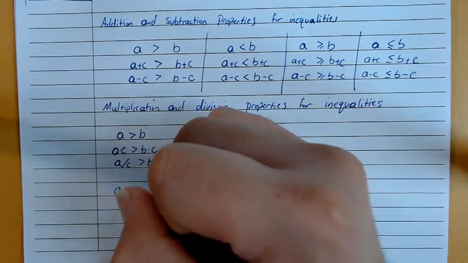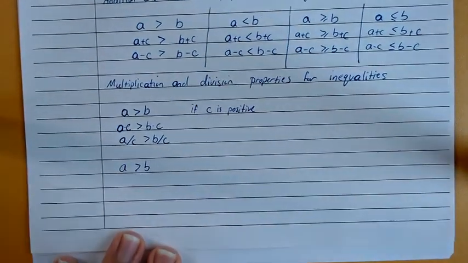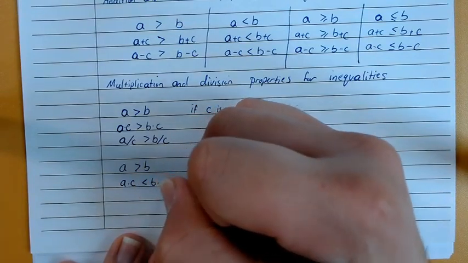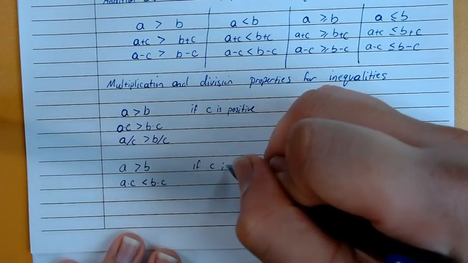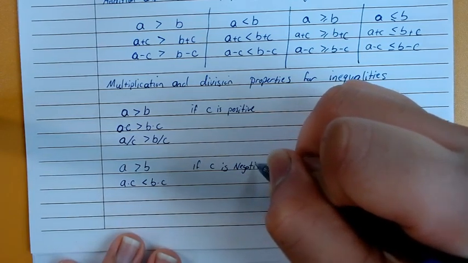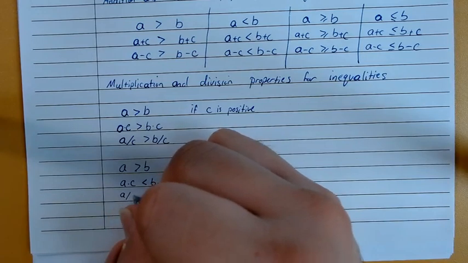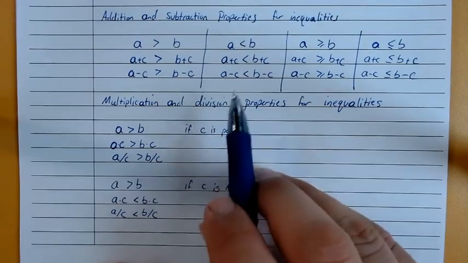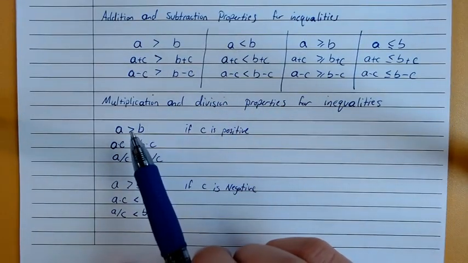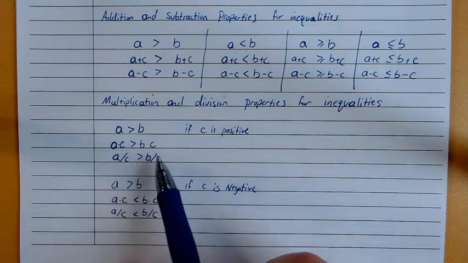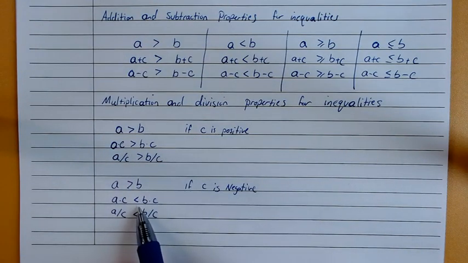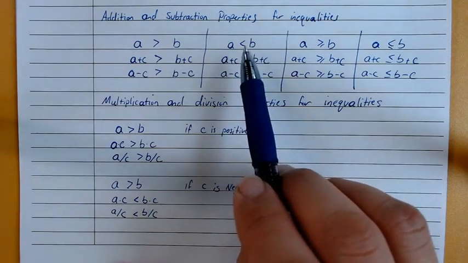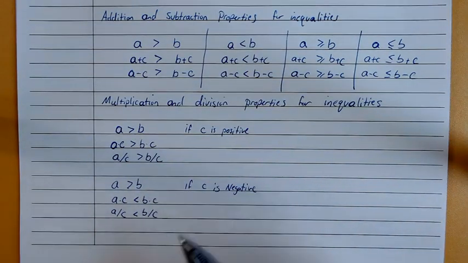So here, if A is greater than B, then A times C is less than B times C if C is negative. And likewise, A over C is less than B over C if C is negative. And this will be true of all of these other ones. If I start off with greater than, it'll stay greater than as long as I multiply or divide by a positive, but it'll reverse to less than if I multiply or divide by a negative. Likewise, if I start with less than, it'll stay less than if I keep C as positive.